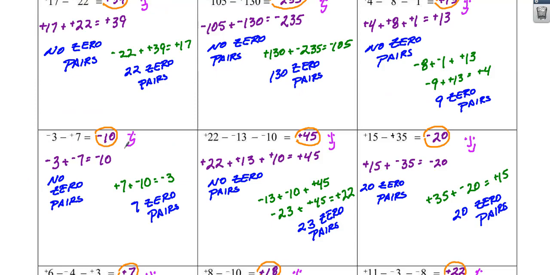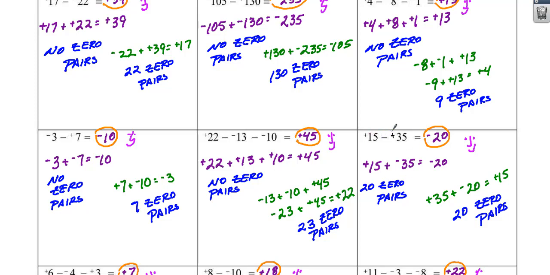Okay, here are the next problems. So -3 minus +7 is -10. Here's the work, the addition problem. Here's the check. +22 minus -13 minus another -10 is +45. Every one of those minus a negative turns into adding a positive. So you're adding a whole bunch of positives there, 45, and there's your check.